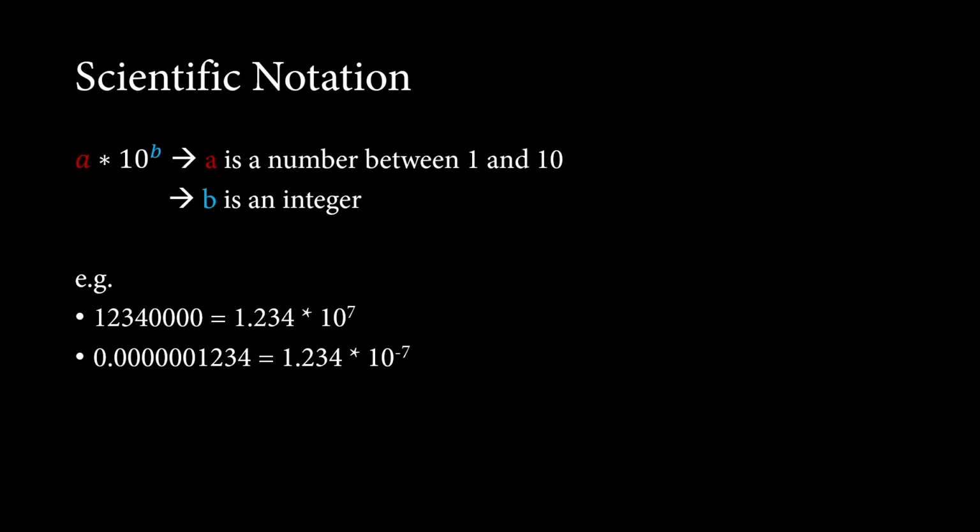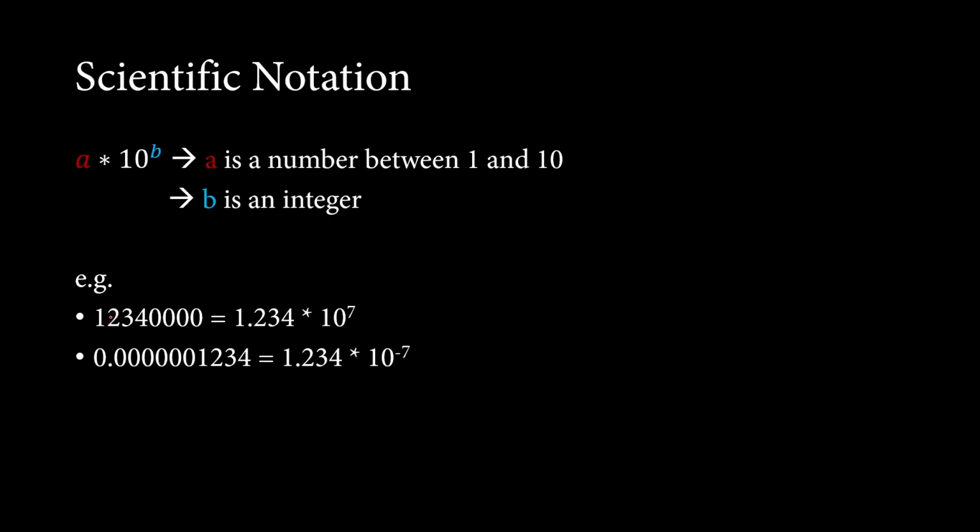So the gist of it is that A, the value A that you see, is just a number between 1 and 10. They can be decimals, they're usually decimals. And B is an integer, which is basically just whole numbers that we use commonly, 1, 2, 3, 4. They can be negative integers as well. So let's look at examples here.